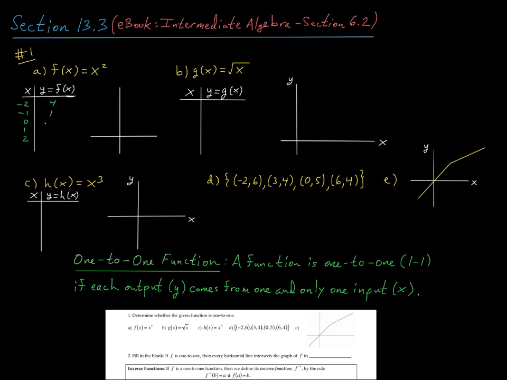Square -1 to get 1, square 0 to get 0, square 1 to get 1, square 2 to get 4, so on and so forth. All right, so now notice here, the output 1 comes from more than one input. It comes from both -1 and 1. That alone says this thing is not one-to-one. Okay, you could also point to the output 4, right?